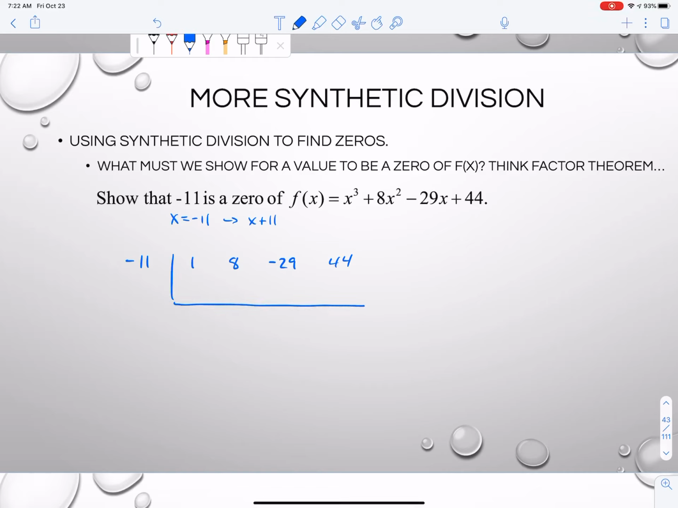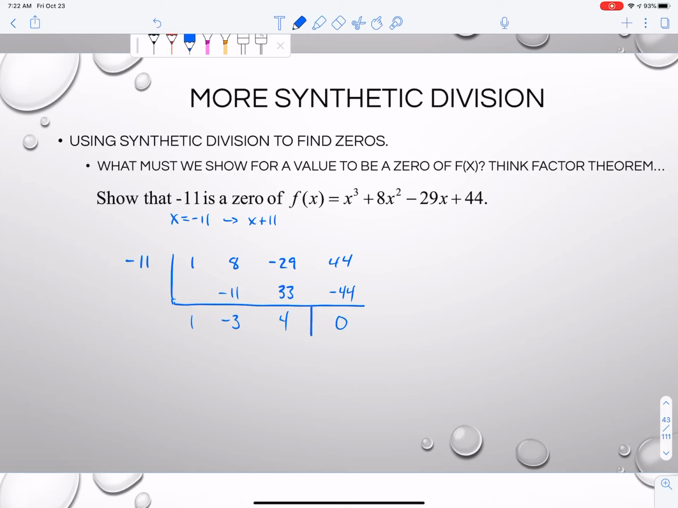Again, I'm going to repeat the same process. I'm going to bring that lead term down, so I'm dropping down the 1. Negative 11 times 1 is negative 11. 8 plus negative 11 is negative 3. Negative 11 times negative 3 is 33. And negative 29 plus 33 is 4. Negative 11 times 4 is negative 44. And I add that last column and I do get a remainder of 0.